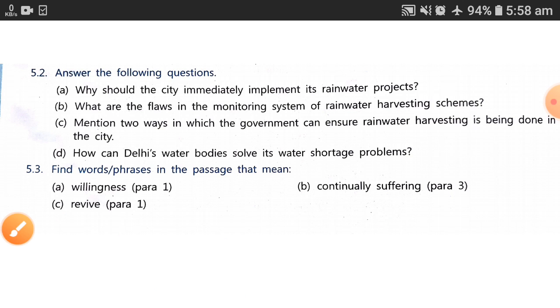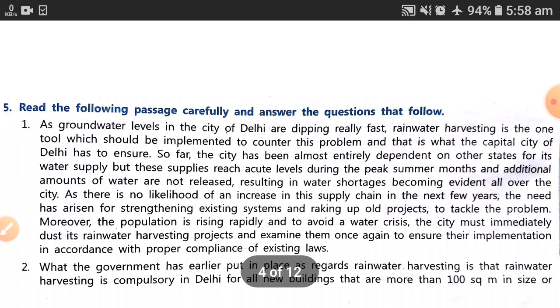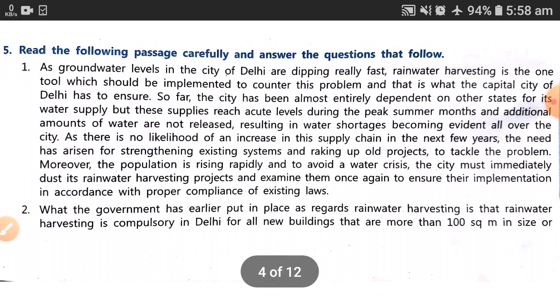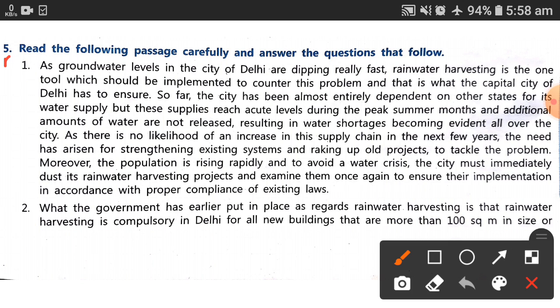Okay, so here is your paragraph. Read it very carefully so that you can easily attempt the above questions. Now read it carefully. What does the paragraph say? Read the following paragraphs carefully and answer the questions that follow. Now let's read it.